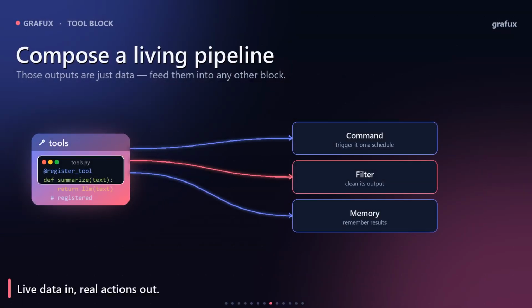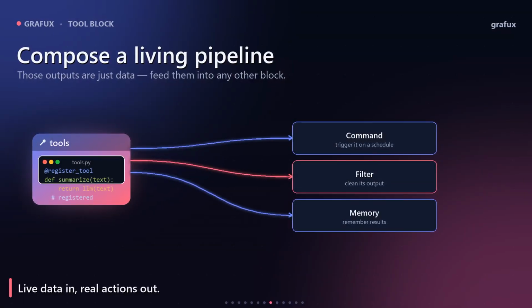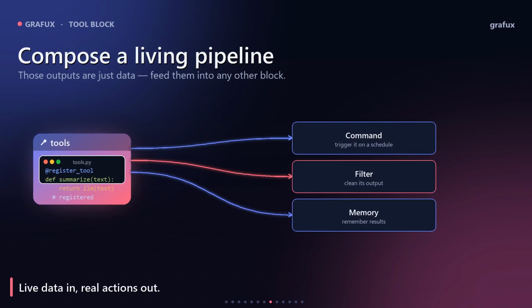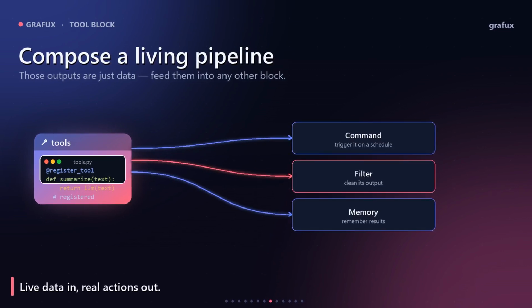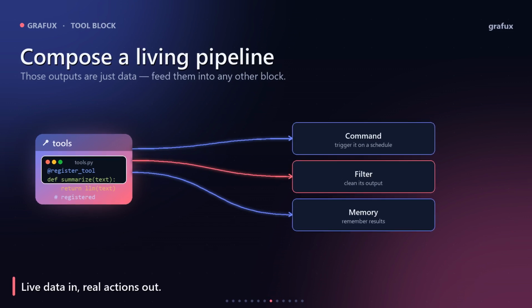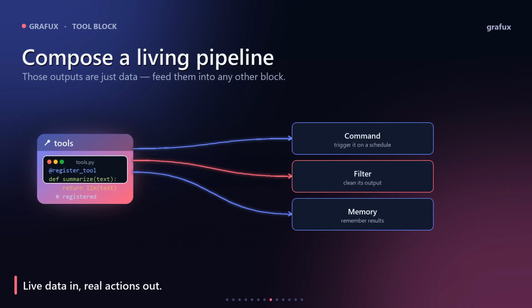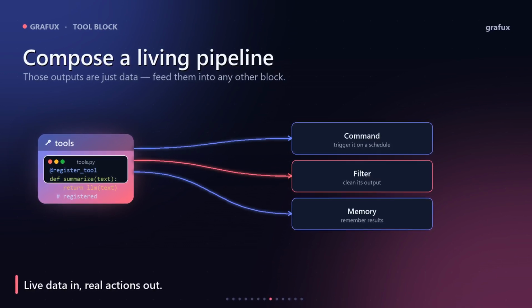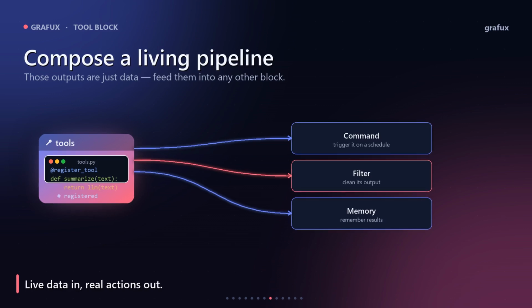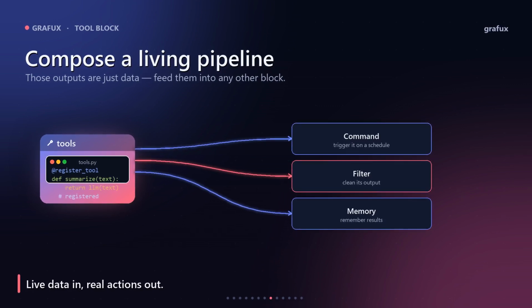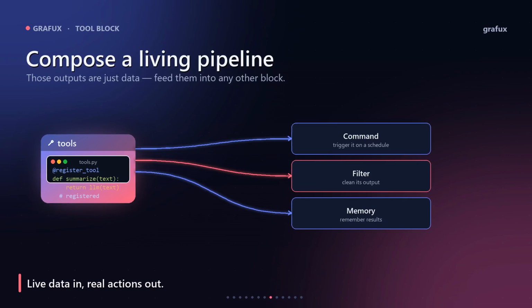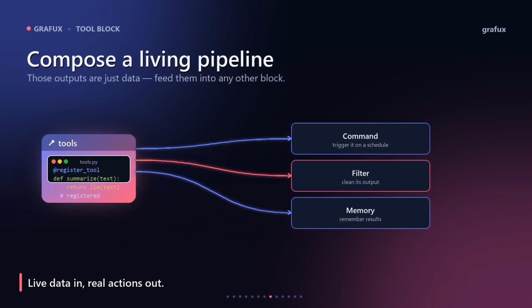And because those outputs are just data, the real power shows up when you compose. Feed the tool block into a command block, a filter block, and a memory block, and watch the whole thing come alive. In minutes, you have built a living, breathing pipeline visually with zero code. Change one block, and everything downstream updates automatically, always in sync.